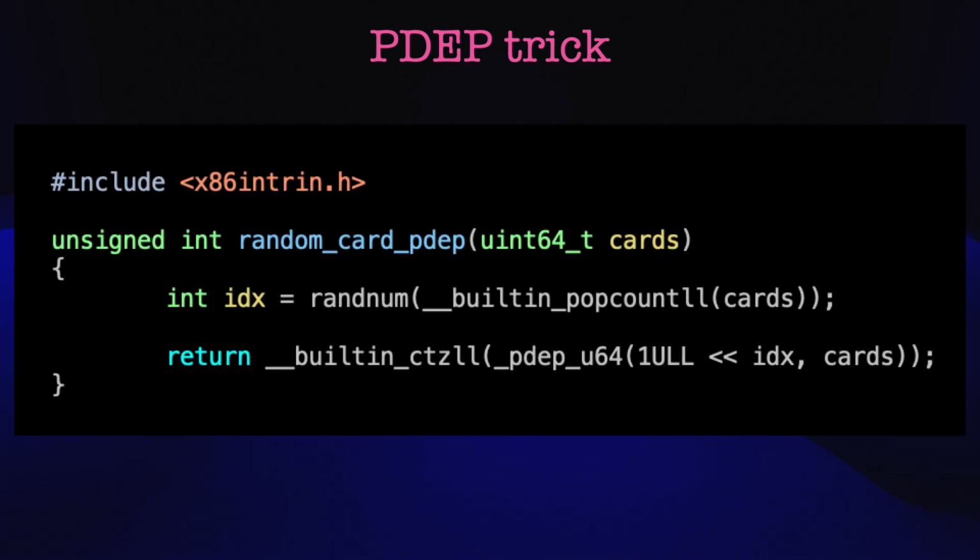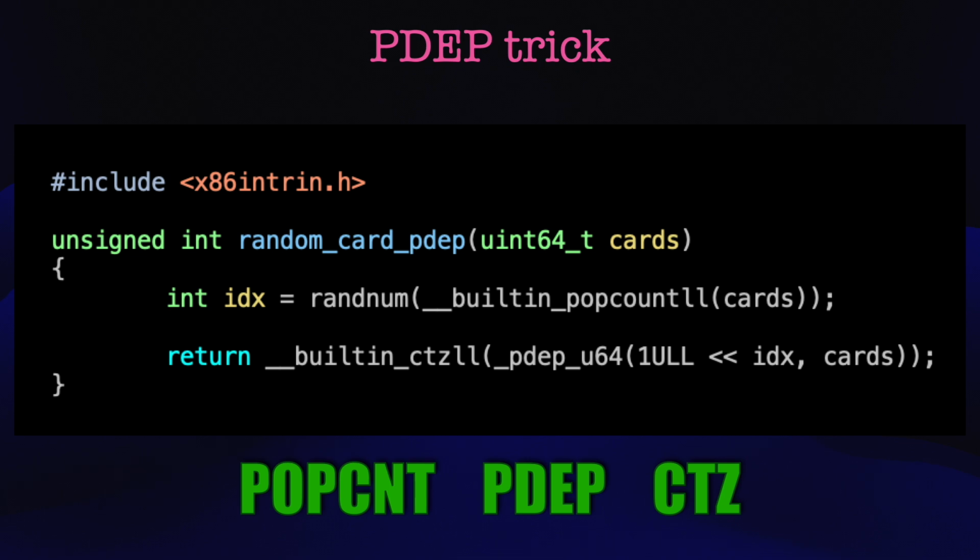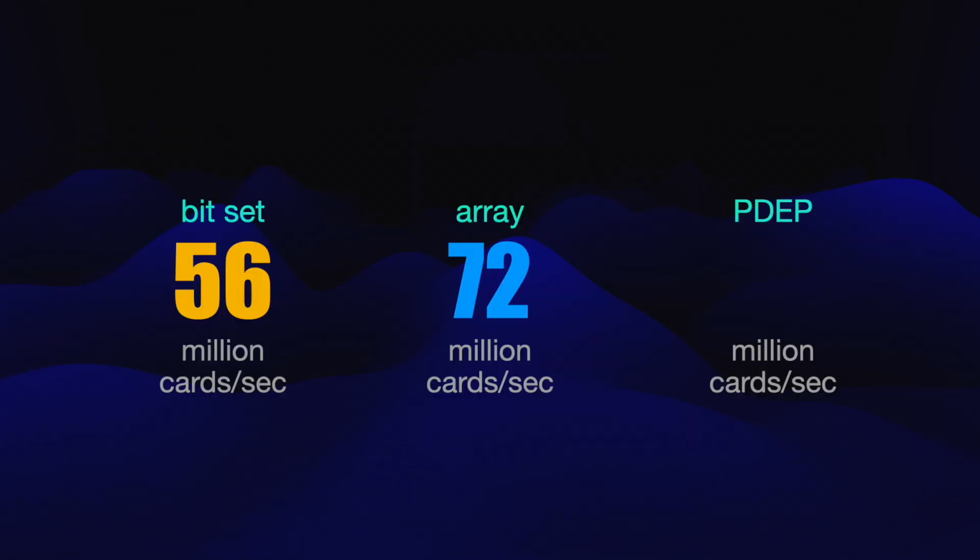Here's what the PDEP code looks like. So far, we've been using compiler built-ins, which are supported by all architectures, but PDEP is Intel only, so we need to #include the proper header. This function is now jam-packed with intrinsics: popcount, PDEP, and CTZ. So do you think this will be faster? Even if it's not, I think it's probably worth using just because it looks so cool. I mean, probably nobody would ever refactor this code because it looks like we really know what we're doing.